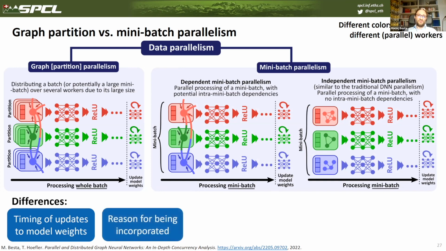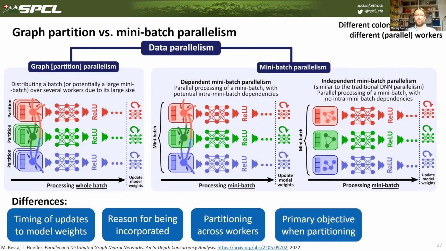The second crucial difference is the reason for being incorporated. Right? So we incorporate graph partition parallelism to be able to fit the graph somehow in our combined memories, and we apply mini-batch parallelism to speed up convergence. And then the third crucial difference is the way that we do the partitioning, and especially the primary objective when partitioning. So in graph partition parallelism, we really focus on reducing the communication between the workers, right? Because this will improve our performance. In mini-batch parallelism, the way we partition is really related to how quickly we want to converge and to trying to make the statistical sampling as efficient as possible for that objective.